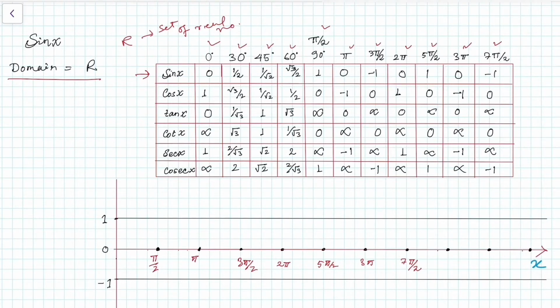Okay, so what will be the range? Here you see, if you observe the values of sine x, sine 0 is 0, sine 30 is half, sine 45 is 1 by root 2, sine 60 is root 3 by 2, then pi by 2 is 1, then pi is 0, then minus 1, again 0, plus 1, 0, minus 1. Those values, half, root 3 by 2, 1 by root 2, are all less than 1 and greater than 0.